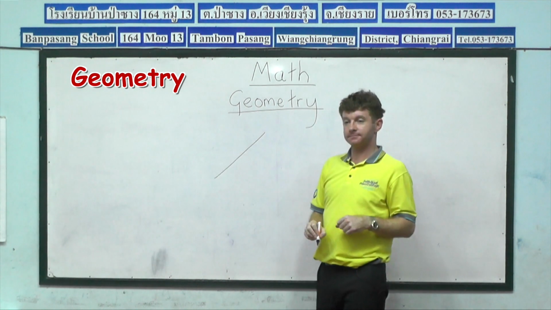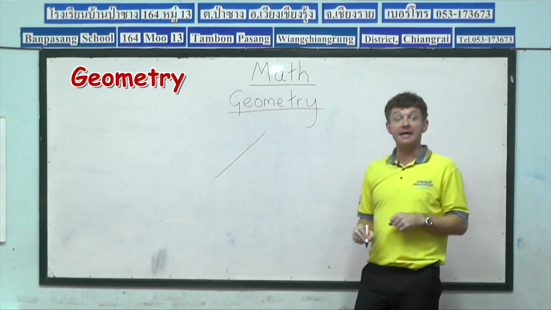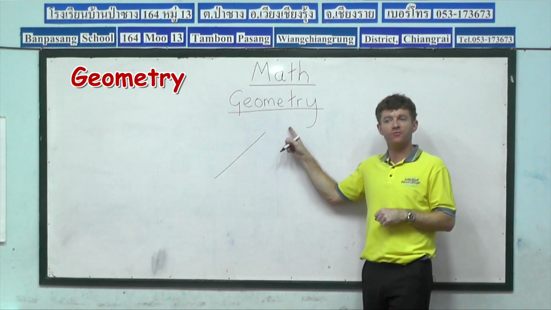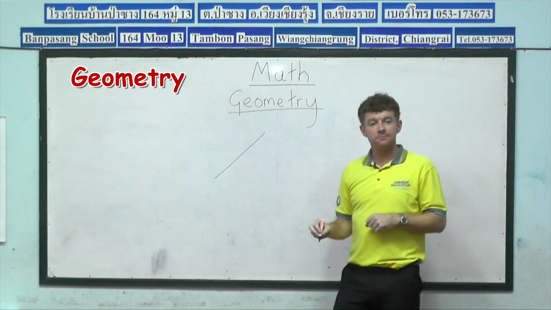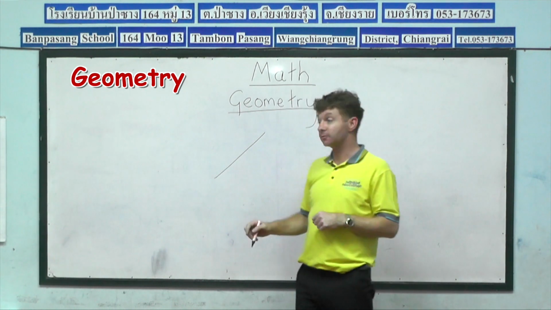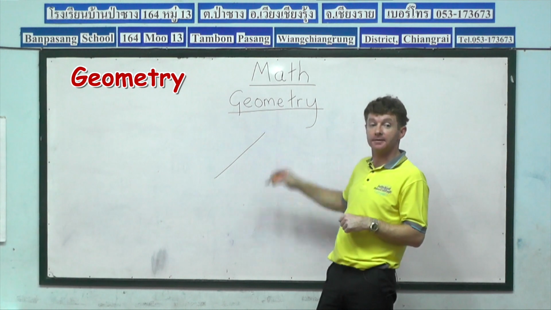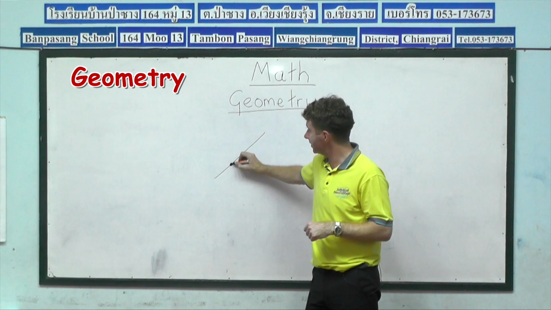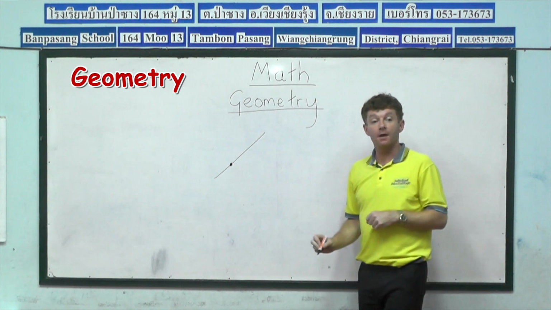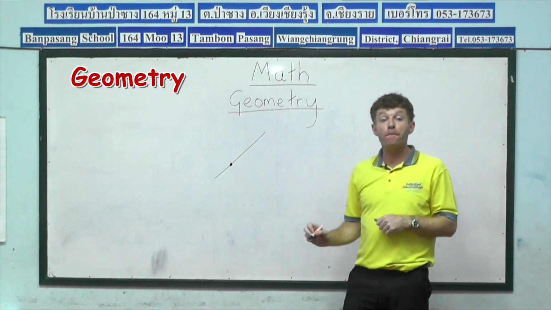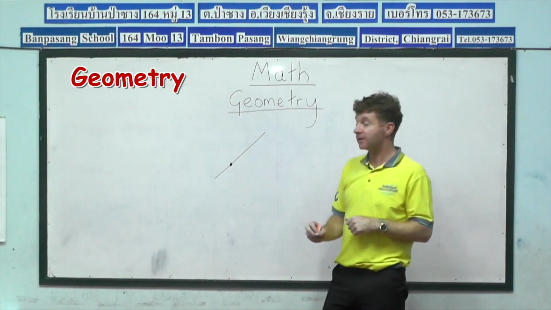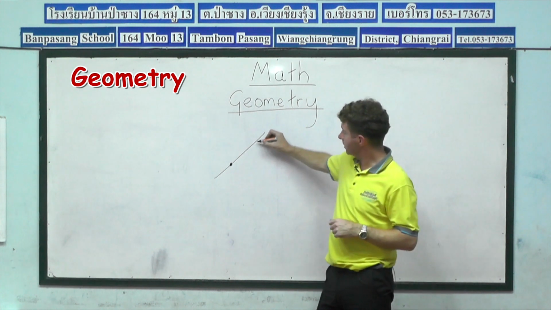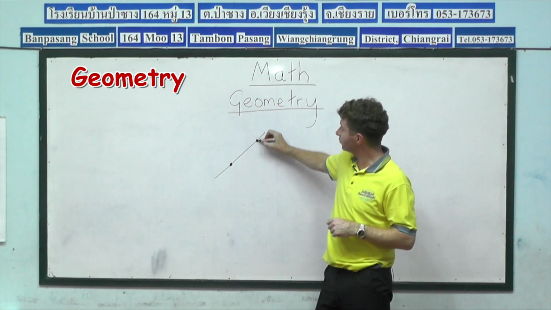So, who can tell me what this is? A line. Okay, we have a line. What type of line? Diagonal. Okay, a diagonal line. And then, who can tell me what this is here on the line when I draw it? A point. How many points have we got on the line so far? One. How about now? Two.